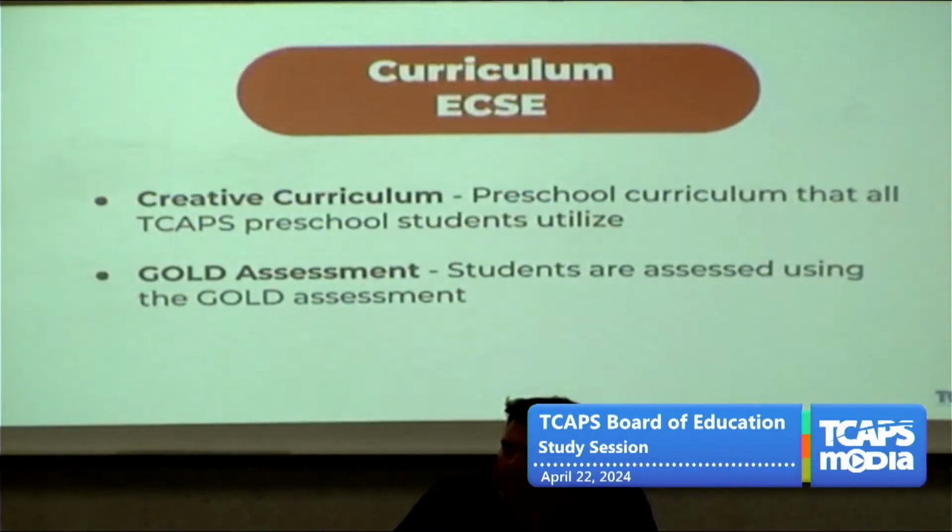In terms of curriculum for our early childhood special ed classrooms, we use Creative Curriculum, which is actually what all of our tuition-based as well as GSRP Head Start classrooms utilize. We just modify it as needed. We slow things down a little bit, and we work with our students. And then they are assessed using our GOLD curriculum, just like our tuition-based as well as GSRP and Head Start.